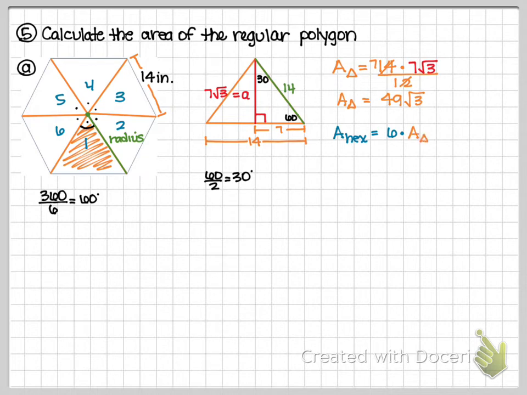So now we want to do 6 times, and then go ahead and plug in your 49 root 3. As a reminder, when we multiply these together, we can multiply the 6 and the 49, and we're just going to kind of take the root 3 with us. So this is going to be 294 root 3. We were given inches on this, so this is inches squared. So this is the area of our hexagon.